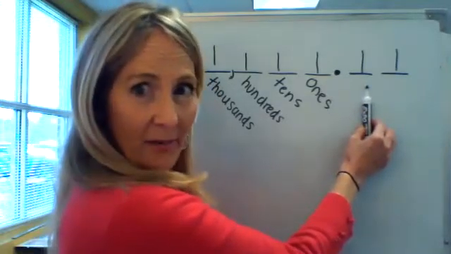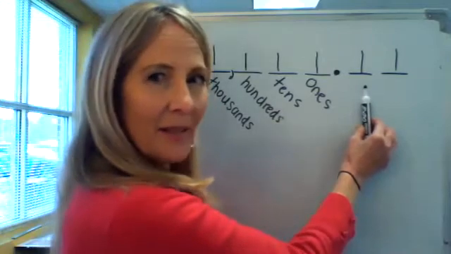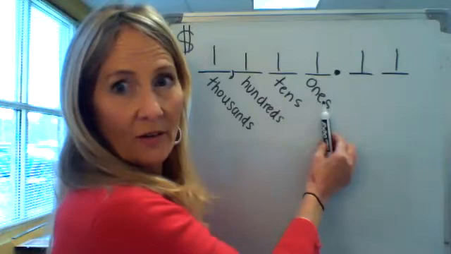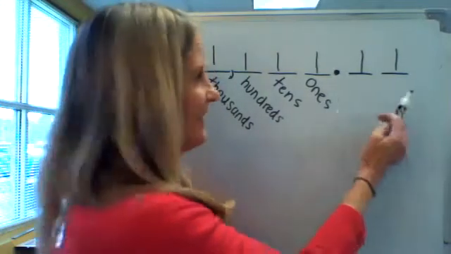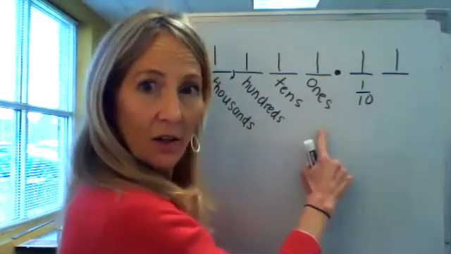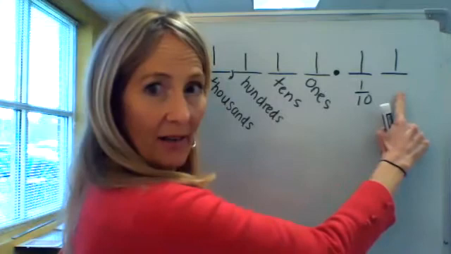It's a dime, right? When we think about money, we think about dimes and pennies. Well, how many dimes does it take to make $1? 10. So we could say that a dime is 1/10 of a dollar. It's 10 times smaller.